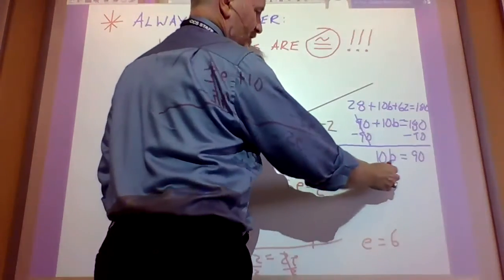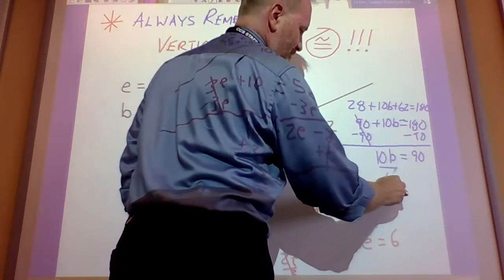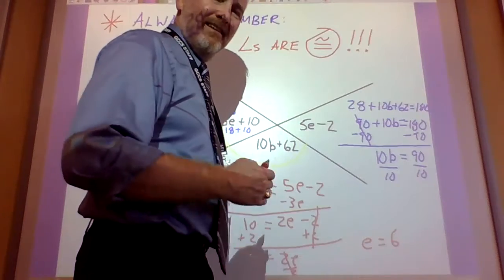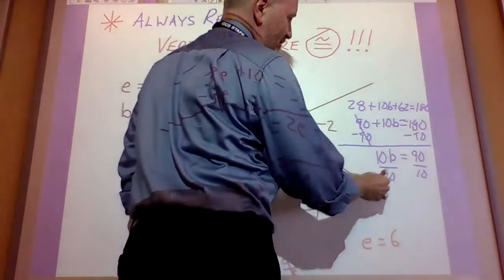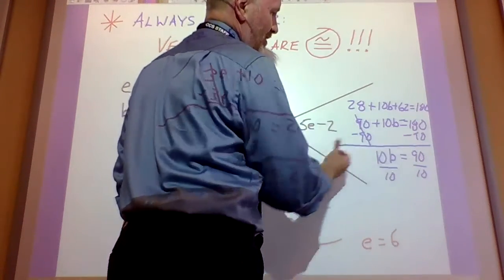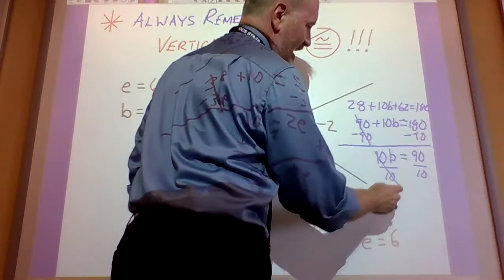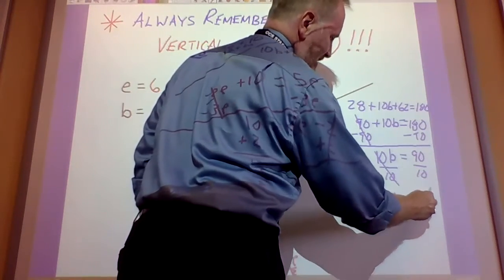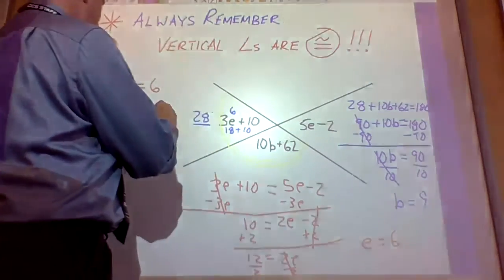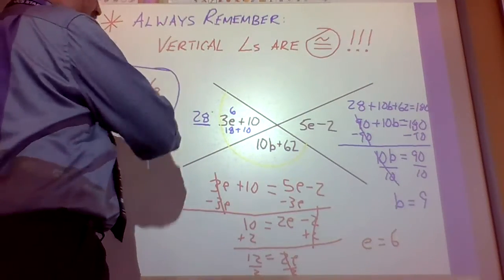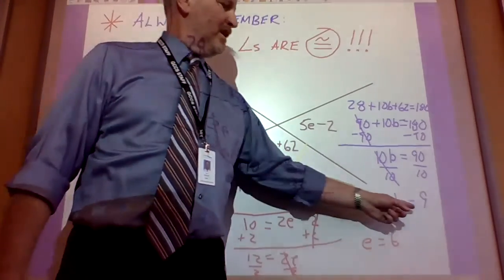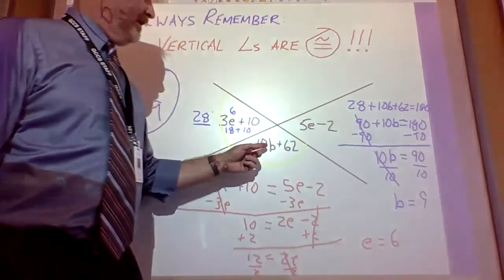And all we have to do now is divide off the 10, divide by 10. By the way, using the division property of equality there, and the subtraction property of equality there, cancels out. We get b equals 90 divided by 10 is simply 9. All right, there's our two answers. We're all good. If you wanted to check, you could take the 9, put it right here.